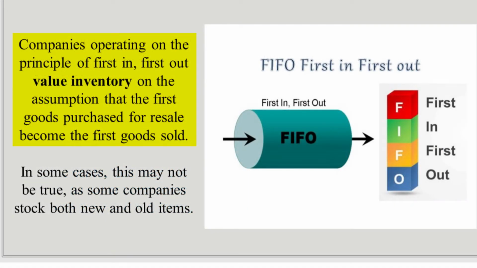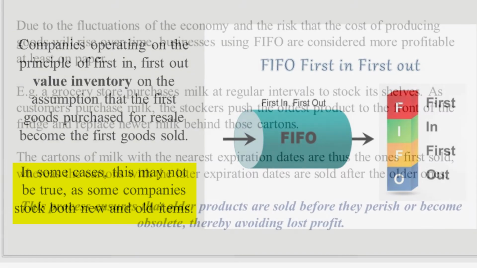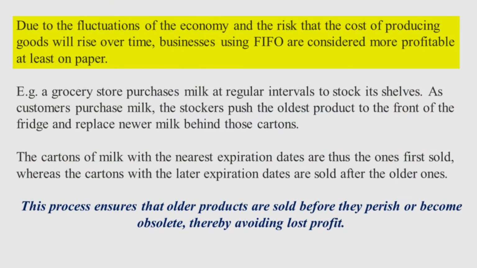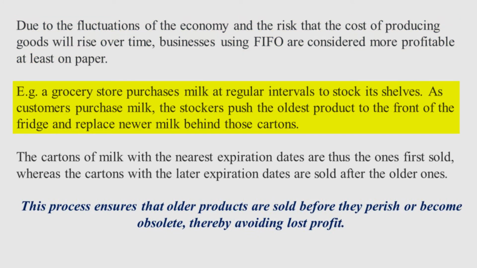Companies operating on the principle of first in, first out value inventory on the assumption that the first goods purchased for resale become the first goods sold. In some cases, this may not be true, as some companies stock both new and old items. Due to the fluctuations of the economy and the risk that the cost of producing goods will rise over time, businesses using FIFO are considered more profitable, at least on paper. Example: a grocery store purchases milk at regular intervals to stock its shelves.